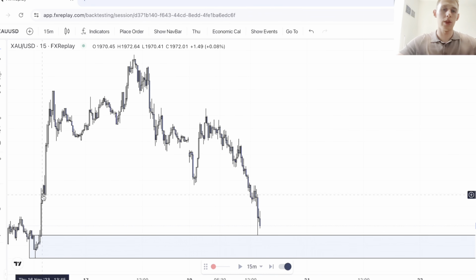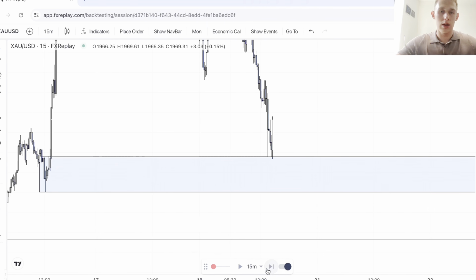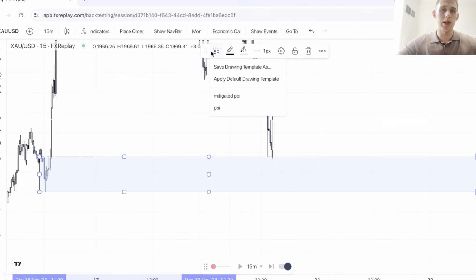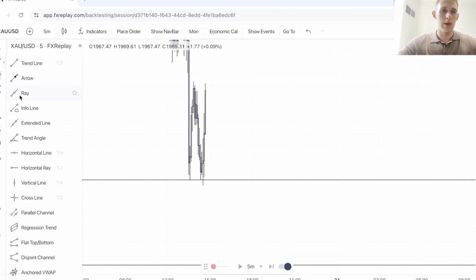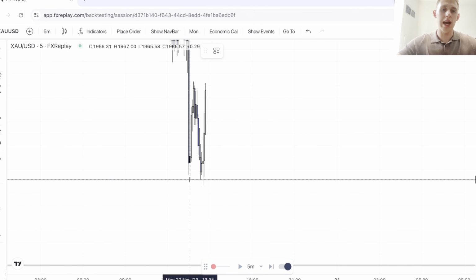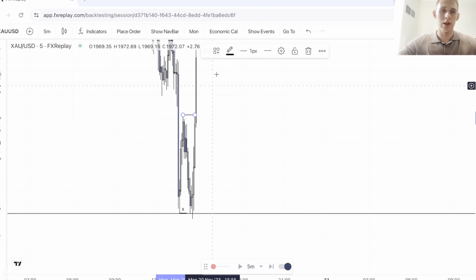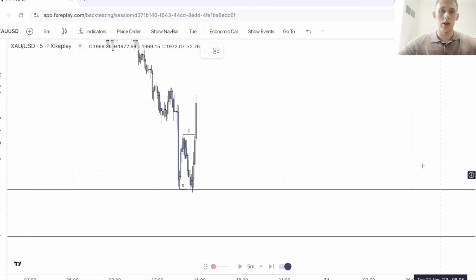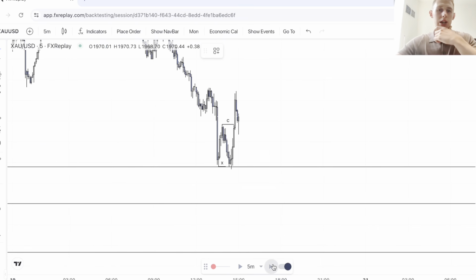Yeah, so that level was broken. We did get a small reaction from it, but nothing I would have taken. And price has now come into our area of demand. Once again, gold nearly always does this. We have an initial push away from the demand, and then we sweep the initial push, and then it does the real move like that, where we get the breaker structure just there. And I'm not seeing any entry points at the moment, so I'm just going to play price.